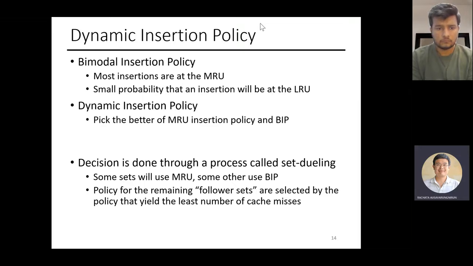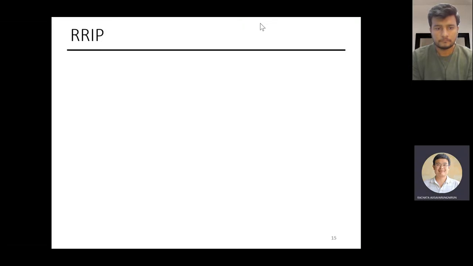You'd make sure that you prioritize the policy that gives you the best miss rate, and set dueling is a cost-effective way to measure what policy I should use, whether it's MRU or BIP. All right, so that's the first paper. The second paper is called RRIP.